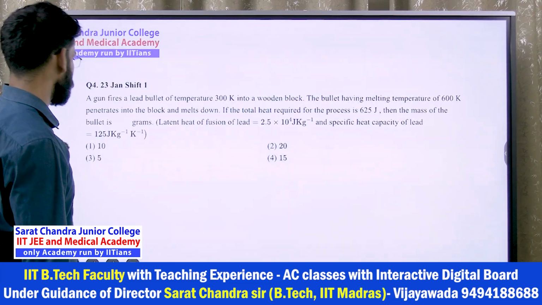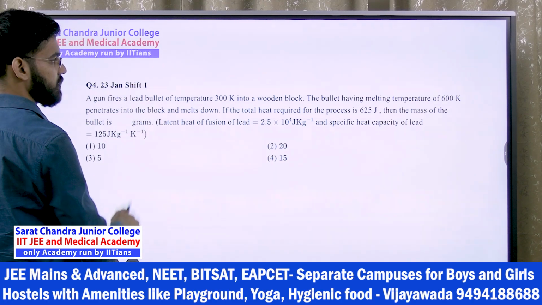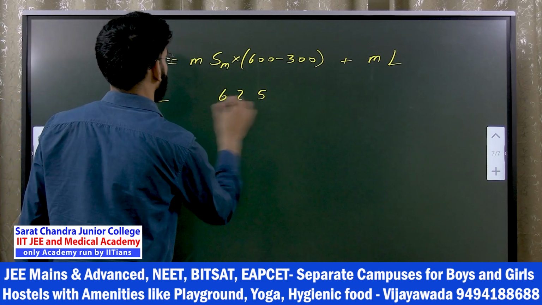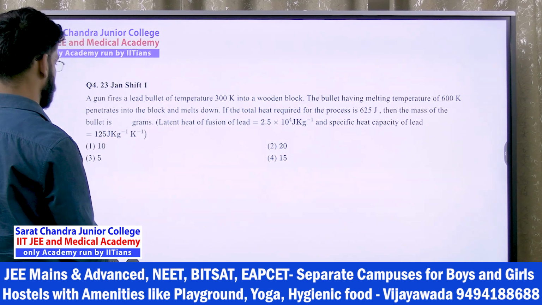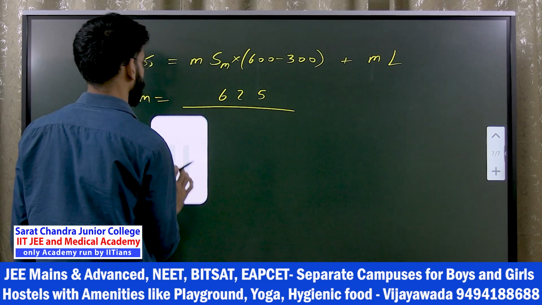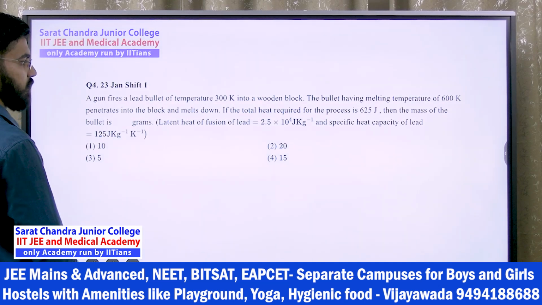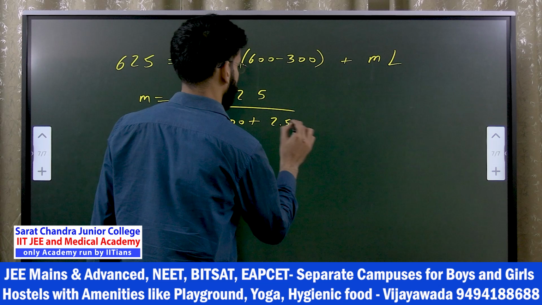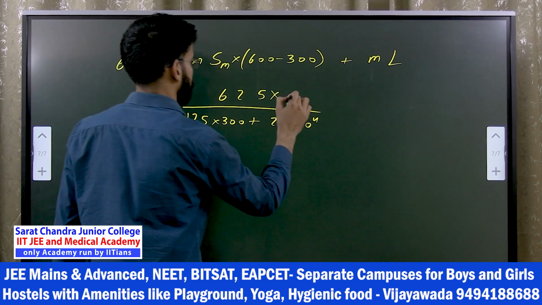Now let's put the values. Everything is okay, the unit is okay, but he is asking in gram. Let's calculate in kg, then we will convert into gram. So M will be how much? 625 divided by the specific heat of the metal, which is given, 125, into 300, plus the latent heat, which is given, 2.5 into 10 to the power 4. And if you want to convert into gram, then the power 3 is there.